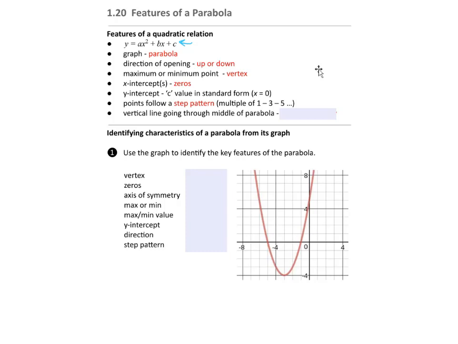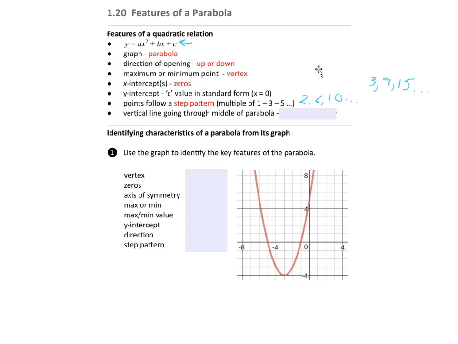Points follow a step pattern, which is always a multiple of 1, 3, 5, 7, so on and so forth. They increase by 2. Another example could be 2, 6, 10, or another one could be 3, 9, 15, if they were all multiplied by 3, so on and so forth. Those are different examples of our step pattern.